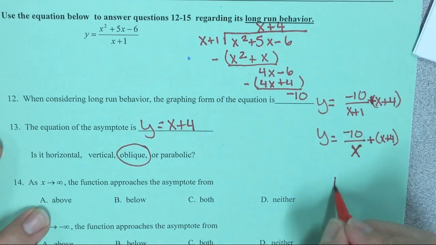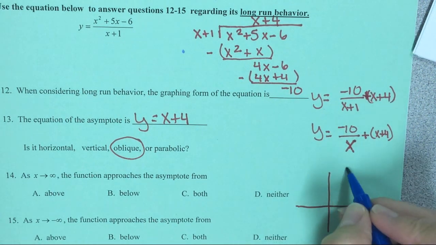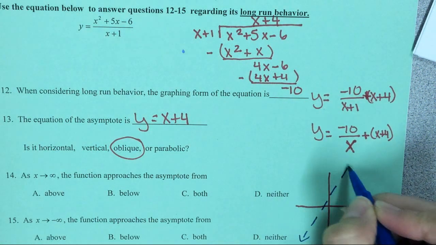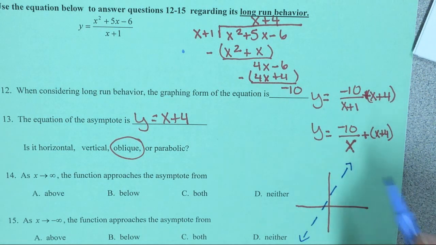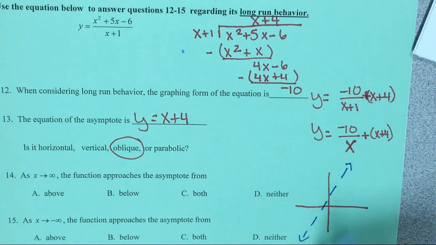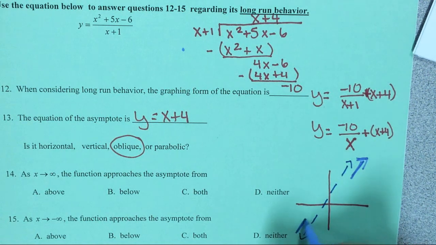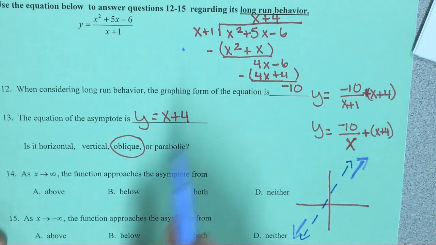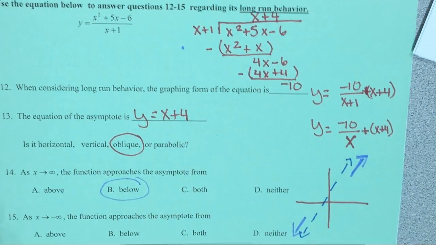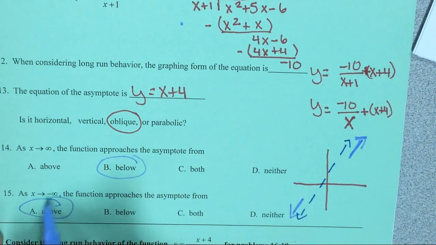If I were to graph this, I want to know what the end behavior would look like. So if I were to graph the oblique asymptote of y equals x plus 4, it would be a line that looks something like this. That would be x plus 4. It's a negative on the top. So normally, if it's positive, I'm above on the right and below on the left. Because it's negative, I'm going to be below on the right and above on the left. So as x approaches infinity on the right, we're going to be below the asymptote. And as x approaches negative infinity, as it moves to the left, we're going to be above.